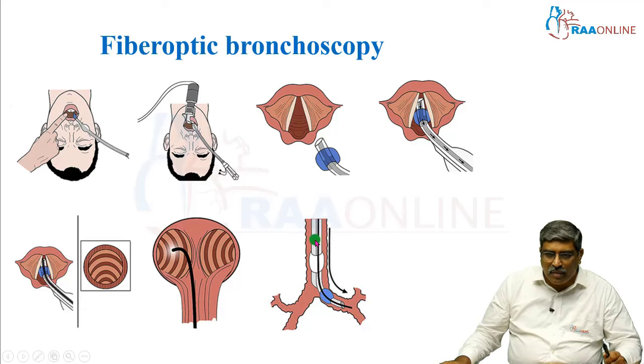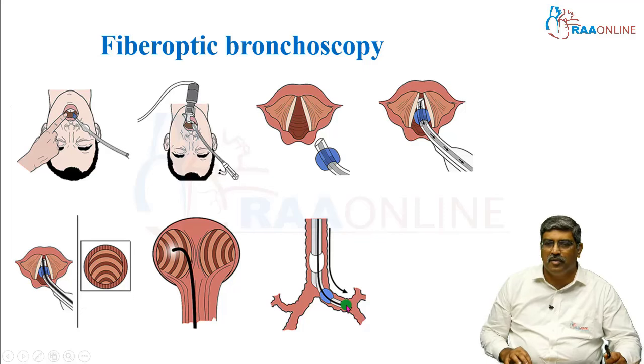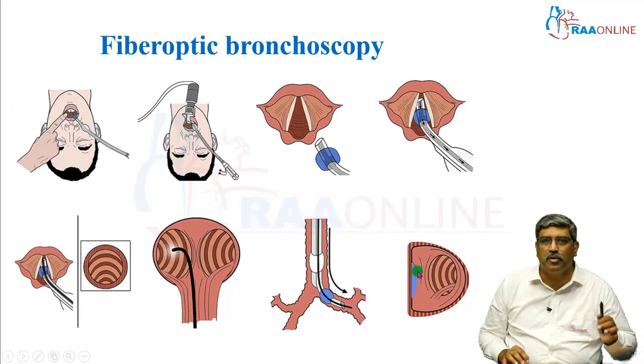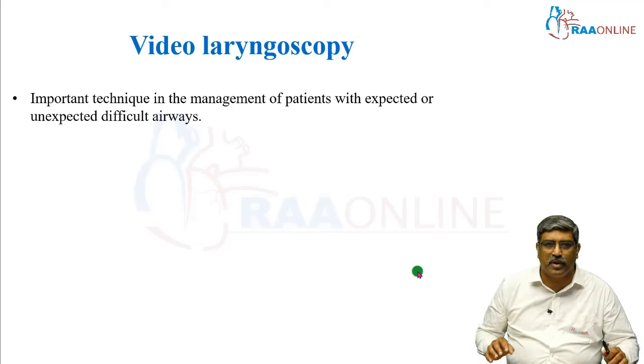Now the double lumen tube is guided into the left main stem bronchus, and here you can see the right through the tracheal. Once the fiber optic is passed into the tracheal lumen, here you can see the right main stem bronchus and left bronchial cuff going into the left main stem bronchus. This is how you do a fiber optic bronchoscopy.